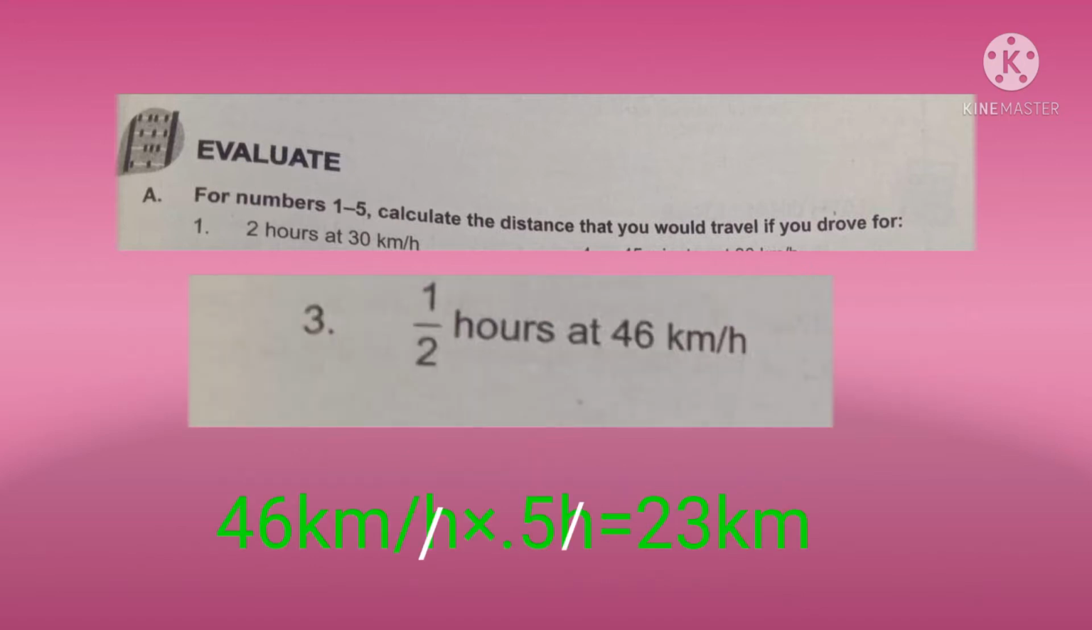Number 3, 1/2 hours at 46 km. Time here is 1/2 and the speed is 46 km per hour. 1/2 is equal to 0.5 hours. So 46 times 0.5 is equal to 23 km.